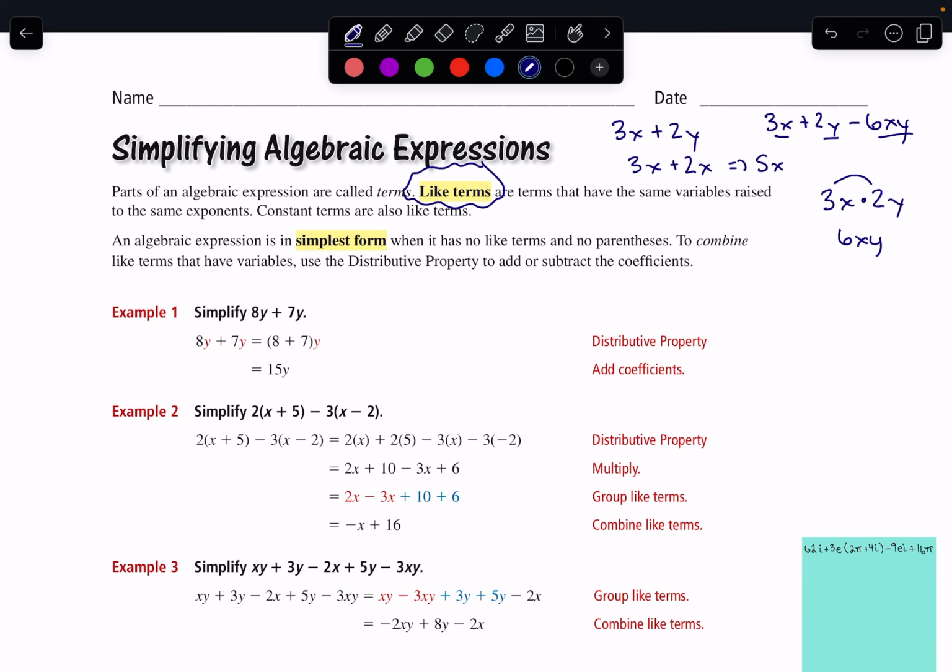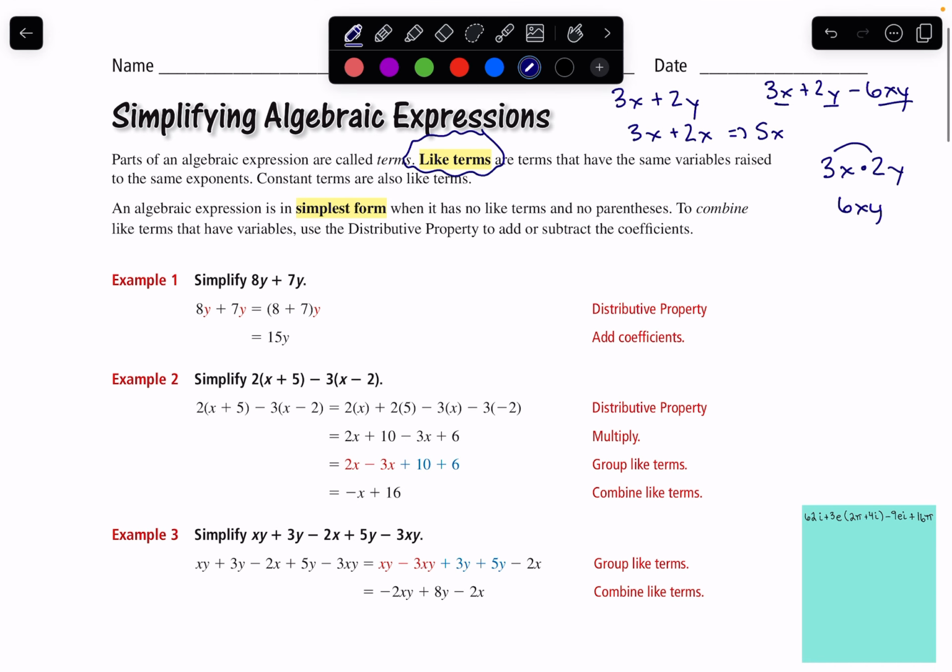Simplest form. How do you know when you're in simplest form? That's when there are no more parentheses in the problem and there are no terms that could be combined. So everything is simplified, distributed, combined as much as you are able to. That is what we call simplest form. So you've got a couple examples that are already worked out for you on the paper.